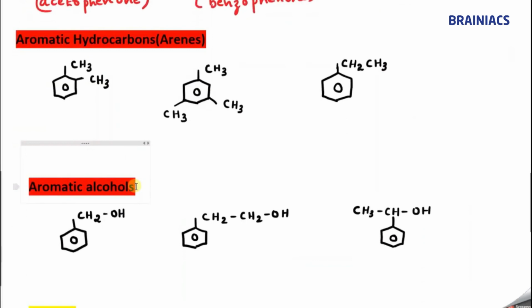So next we will come to aromatic hydrocarbons. Aromatic hydrocarbon means very simple. Here we know that whenever benzene is attached to CH3, we use the term toluene. Correct. So if more CH3 groups are attached, how will you name this compound?